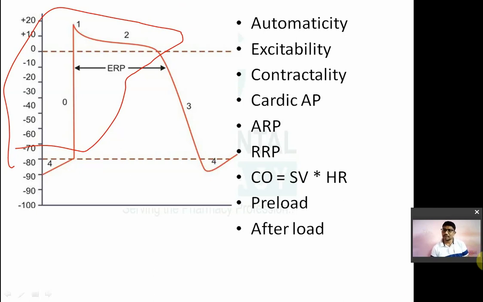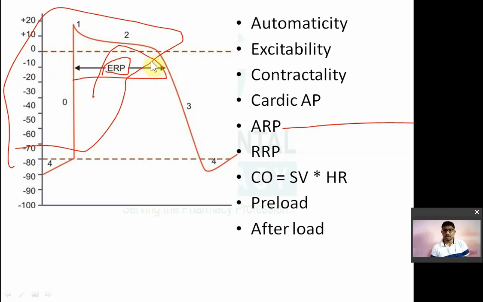What is it? It is the period in which, though there is a strong stimulus to the cardiac cell to depolarize again, depolarization will not occur. That is known as the absolute refractory period, or effective refractory period, the same term: ERP. During this period, if there is another stimulus, the cardiac cell will not get depolarized.